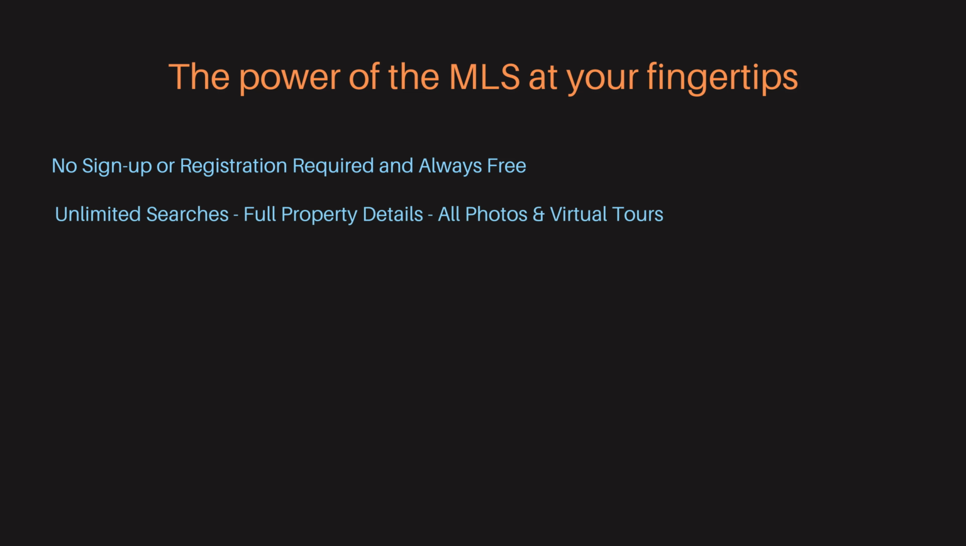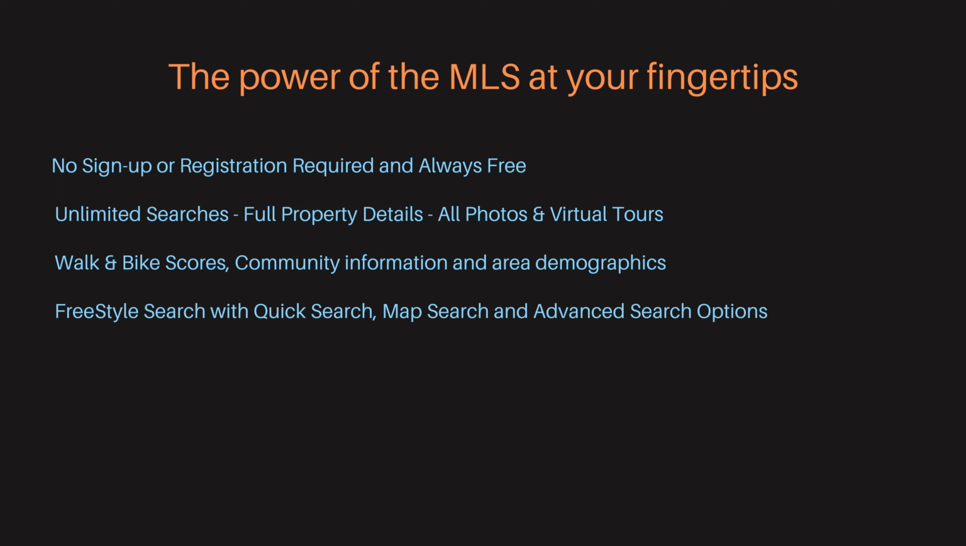You can do unlimited searches, see the full property details for each listing, plus all photos available and virtual tours, including 3D Matterport tours if they've been done. For every property that comes up on your searches, you get the walk score, bike score, community information, area demographics, and more. You have a comprehensive freestyle search with quick search, map search, and advanced search options that you can use to quickly zoom in on exactly what you're looking for. We'll show you how to use those in this video.